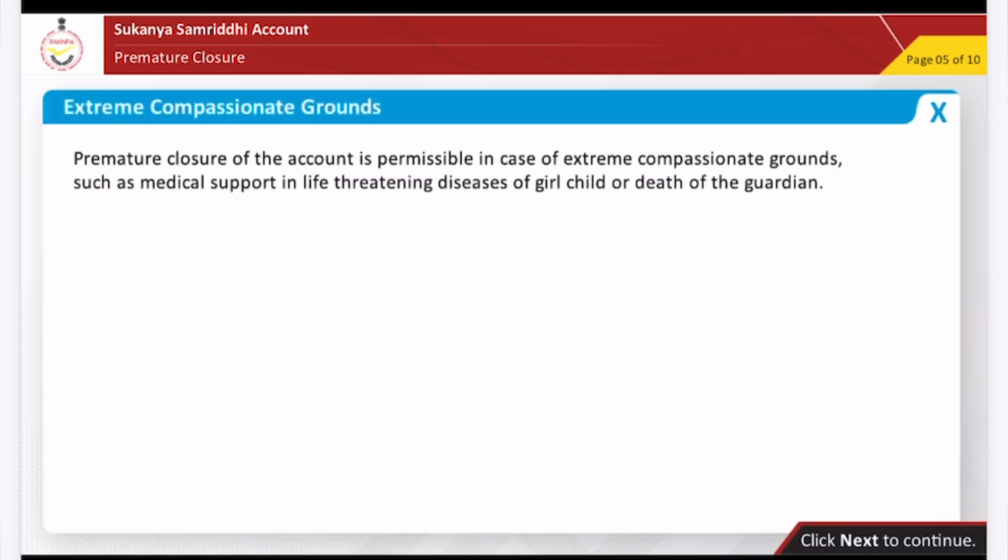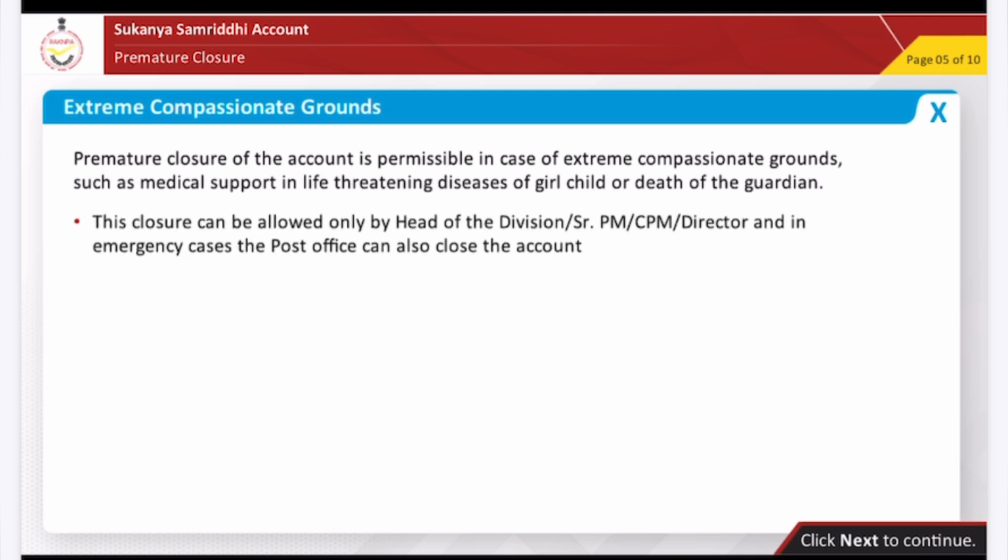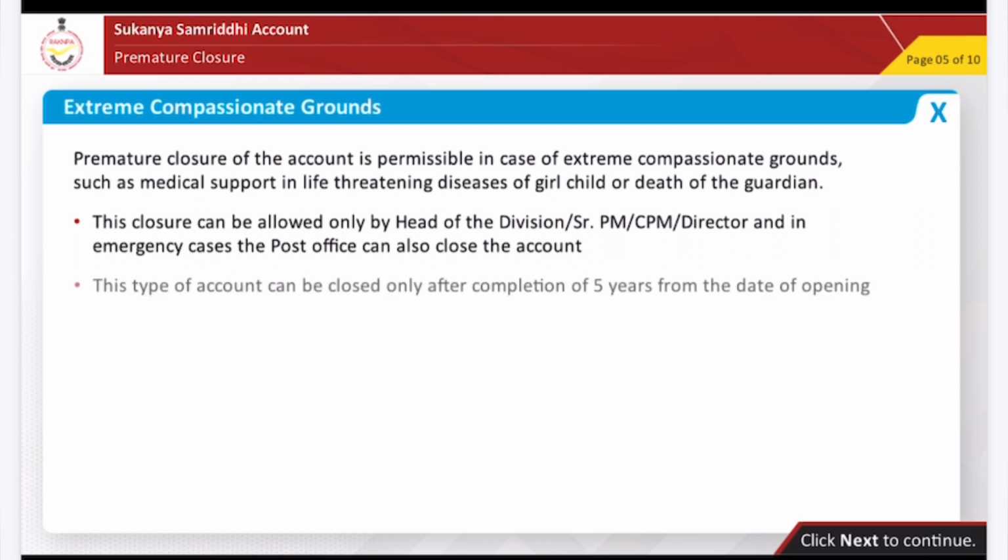Premature closure of the account is permissible in case of extreme compassionate grounds, such as medical support in life-threatening diseases of the girl child or death of the guardian. This closure can be allowed only by the head of the division, senior PM or CPM or director, and in emergency cases the post office can also close the account. This type of account can be closed only after completion of 5 years from the date of opening.